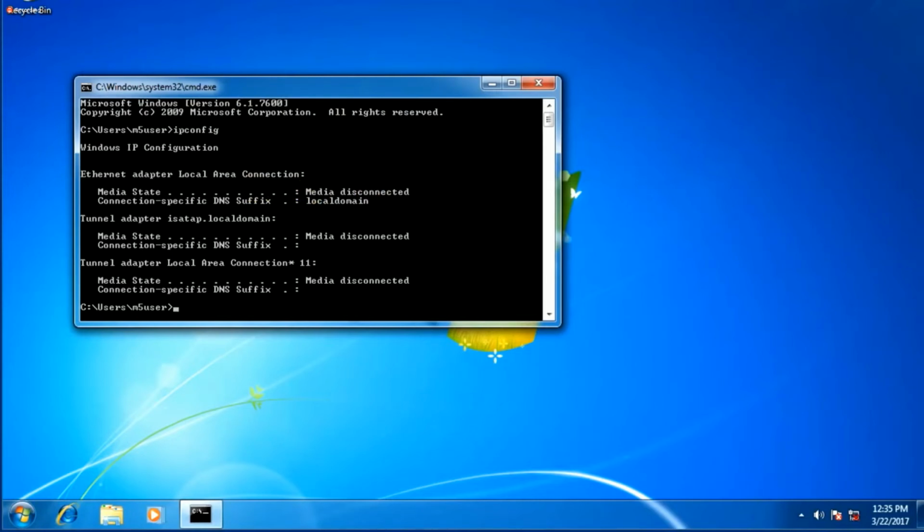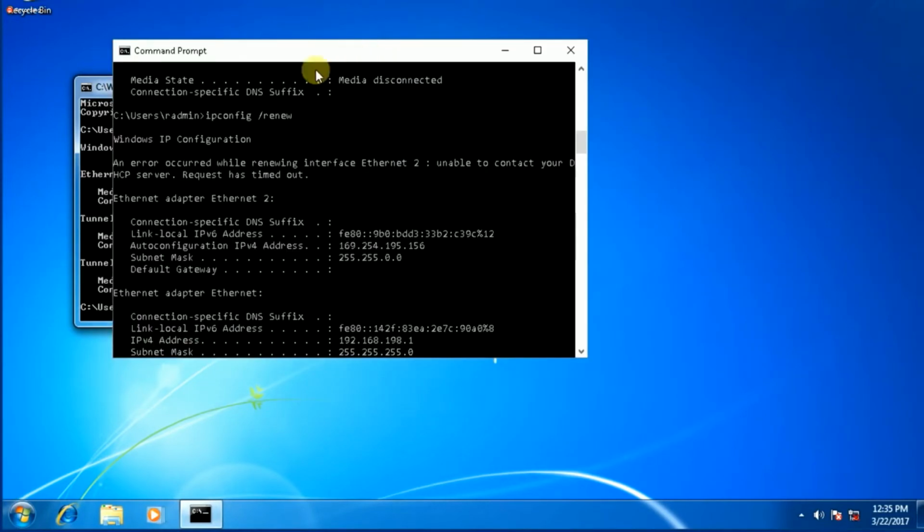Now, the other thing you might see is something like this. I'm bringing this in from another computer. And that is where you run the ipconfig, and you'll get an IPv4 address of 169.